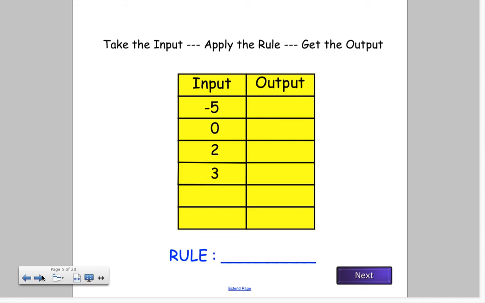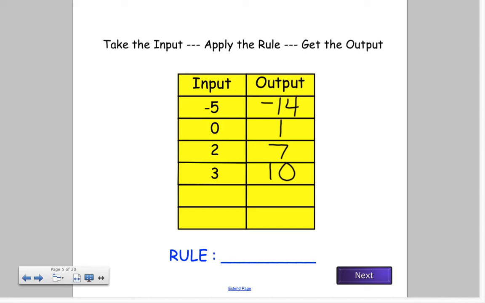All right, so negative 5 turned into negative 14. This turned into a 1. 2 turned into a 7. And 3 turned into a 10. So what you have to think about is, obviously just multiplication can't work. Only addition can't work. It doesn't work for all of them.